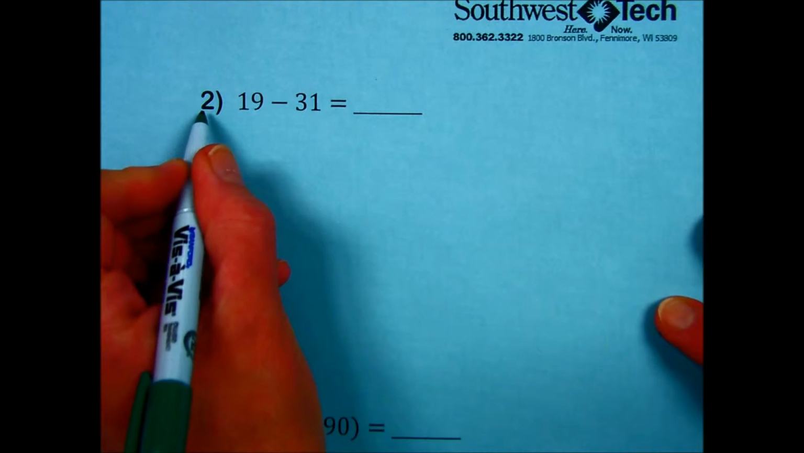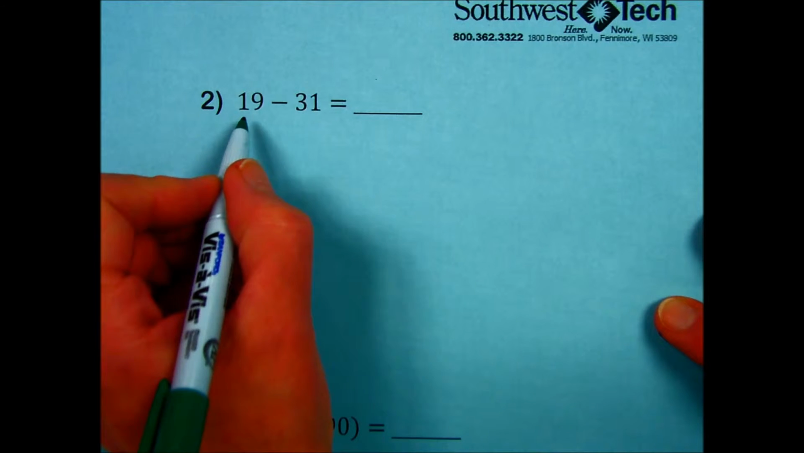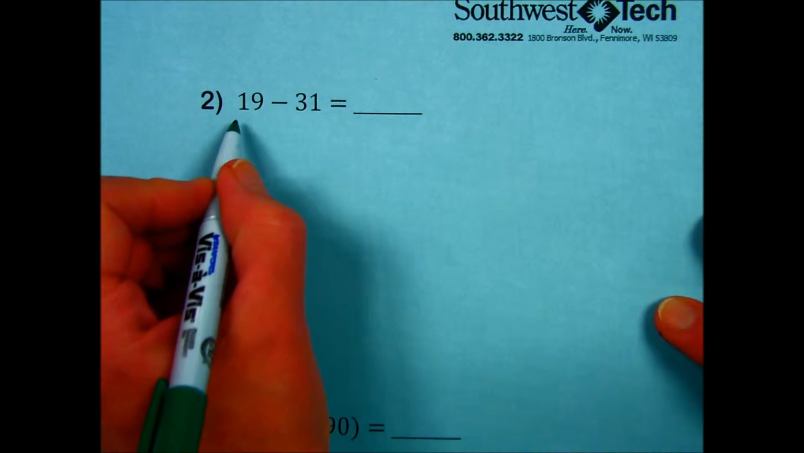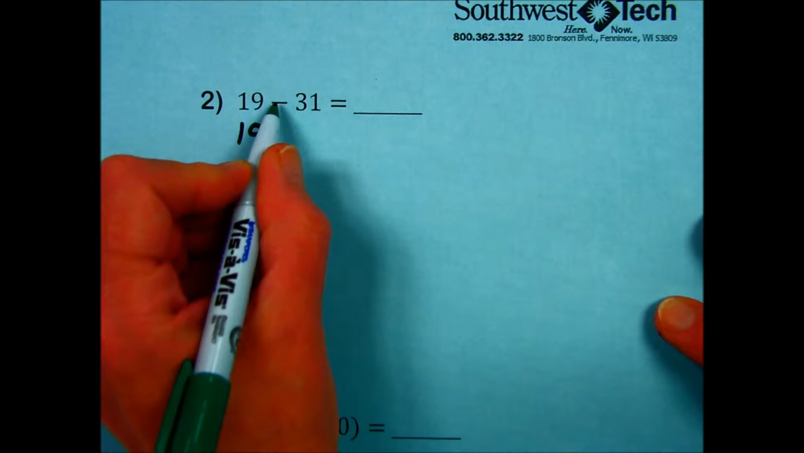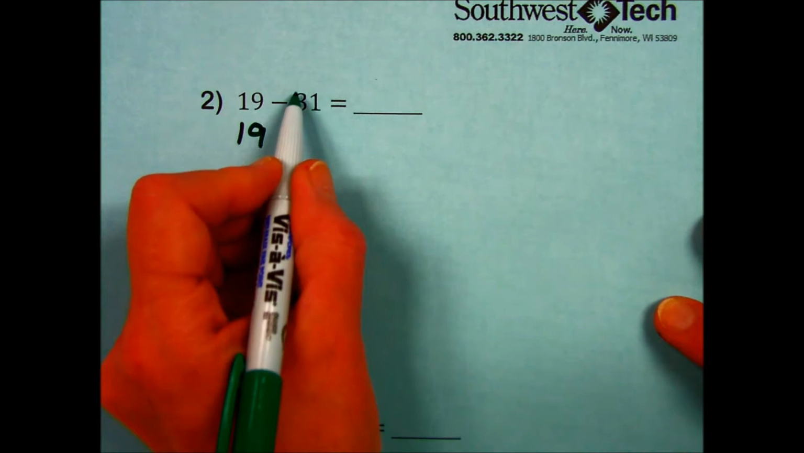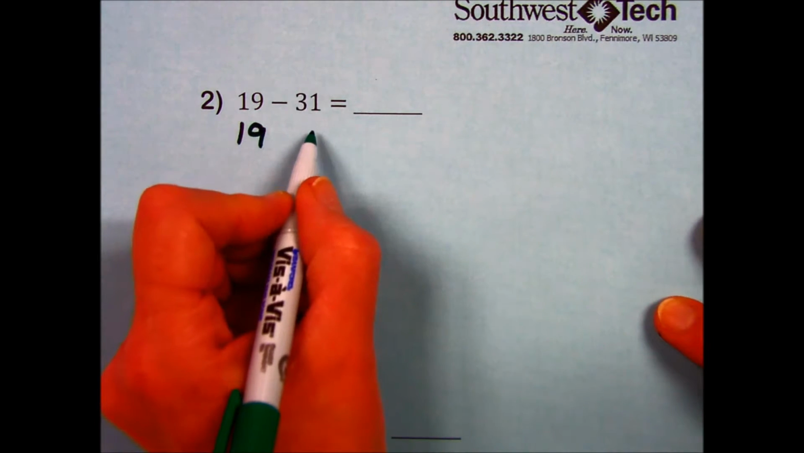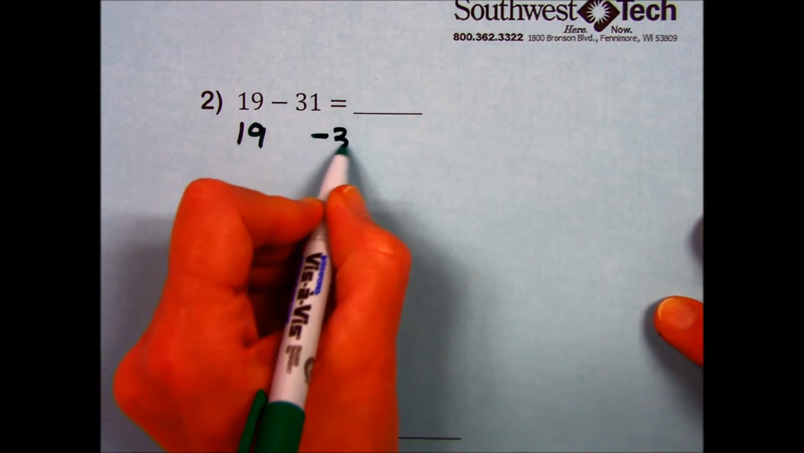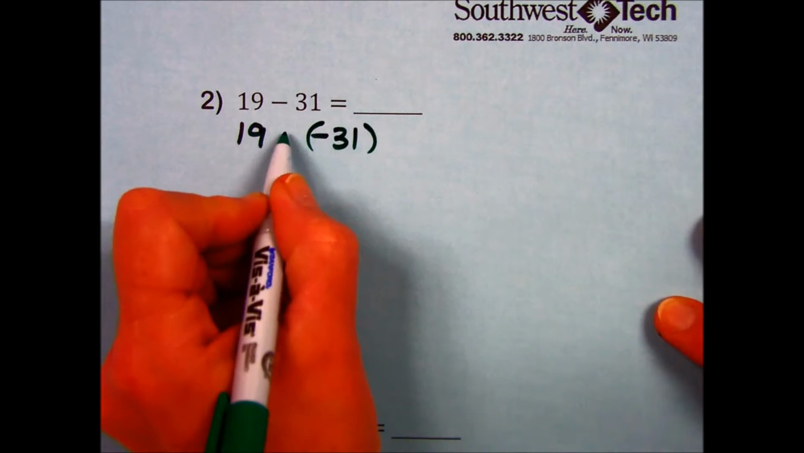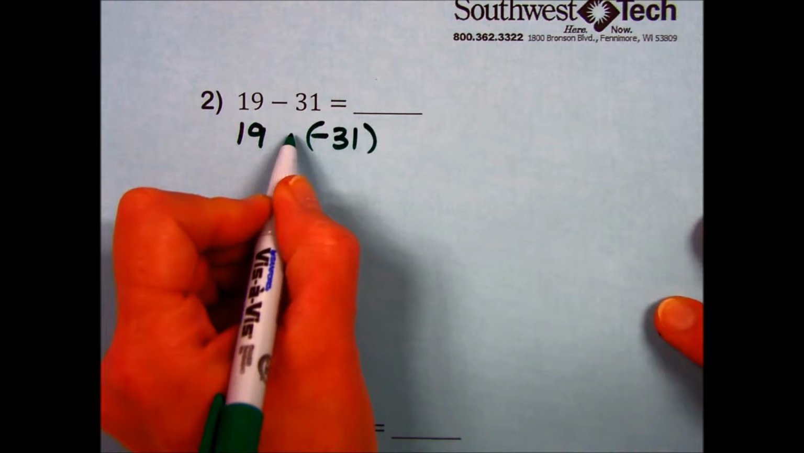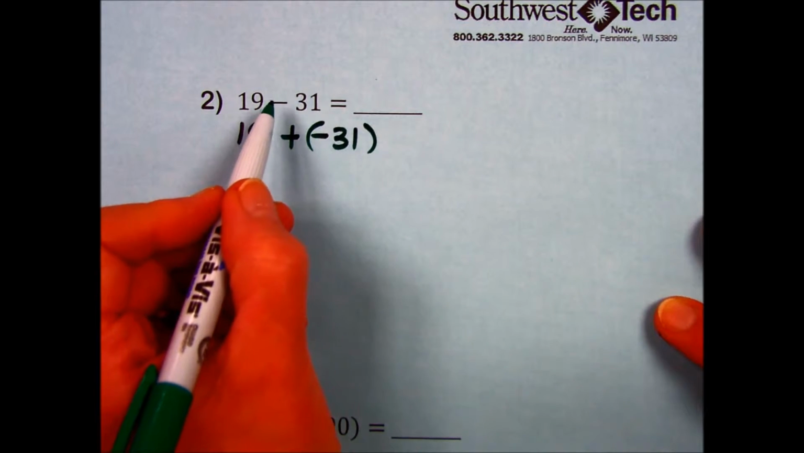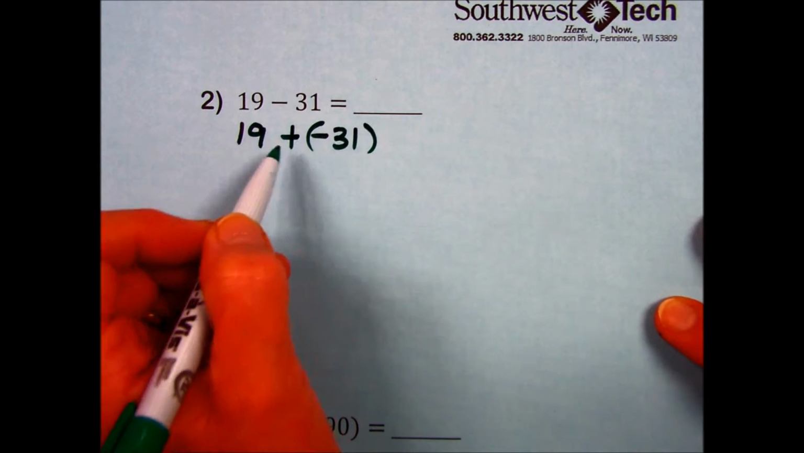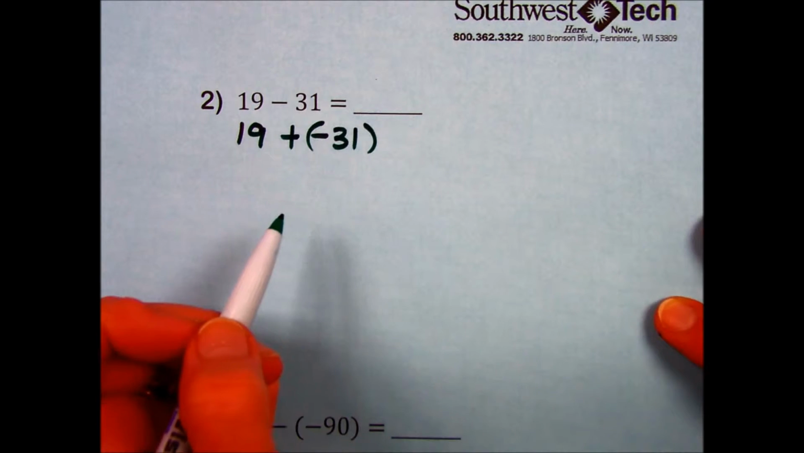Given problem number 2 from the practice set, we have 19 minus 31. Following that rule, it's asking us to change the number being subtracted into the opposite of what it is, which looks like a positive 31. We're going to turn it into a negative 31. And then this last step is to change the problem into an addition problem. We've just gone from subtraction to an addition of different signed numbers.